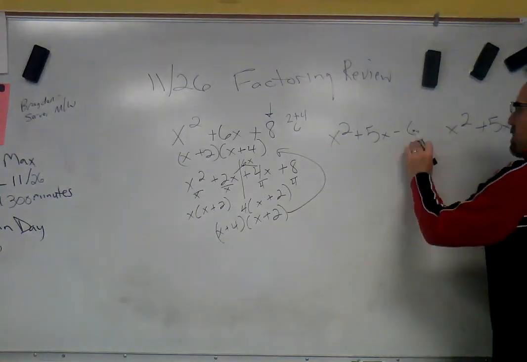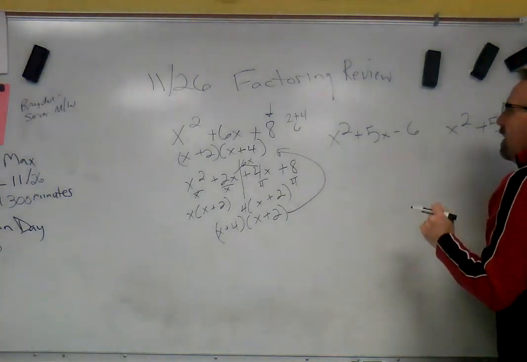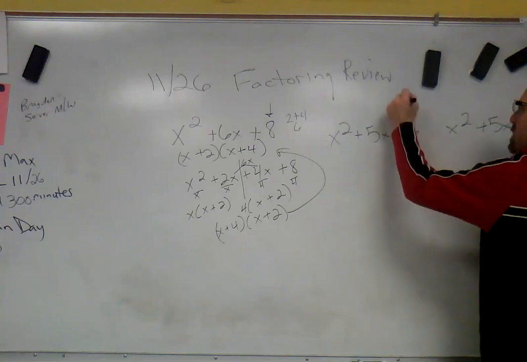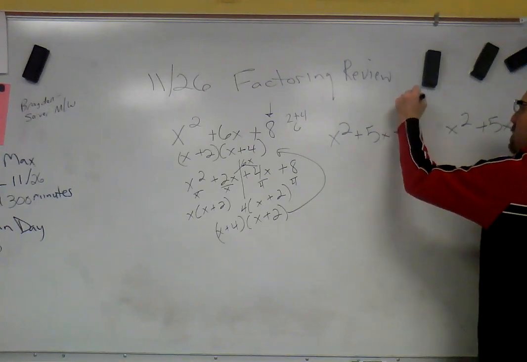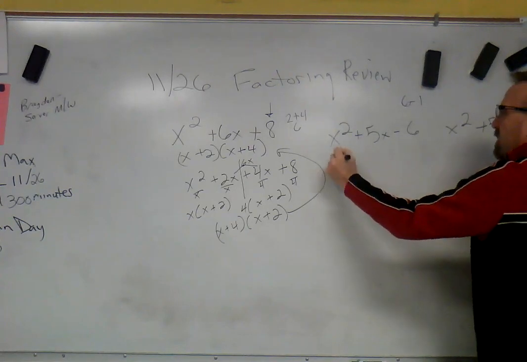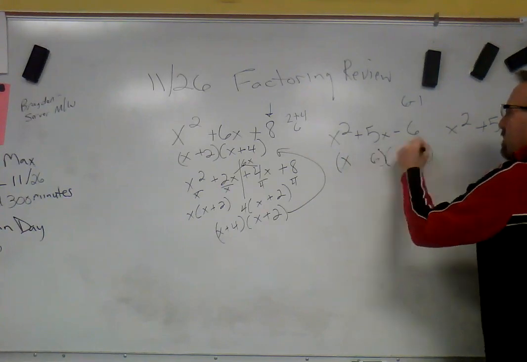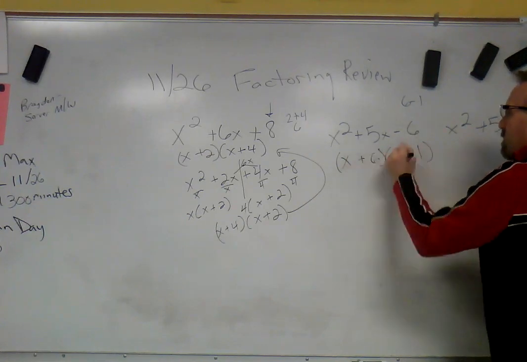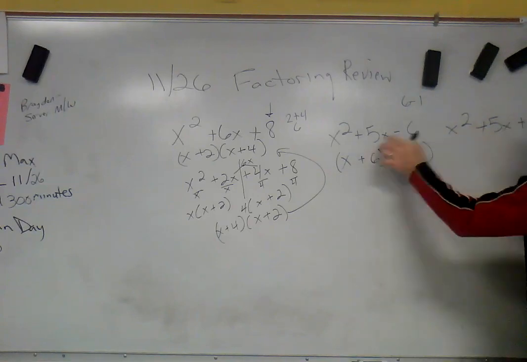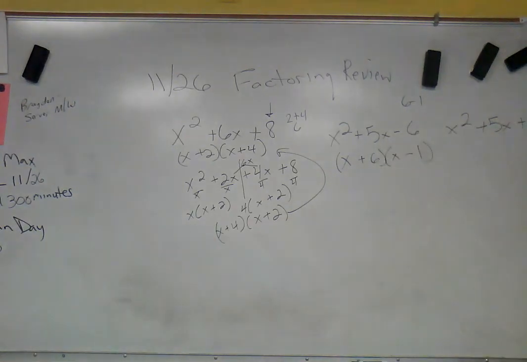Okay, this one, factors of 6 that subtract to be 5. 6 minus 1 is positive 5. So x, 6, 1, plus, minus. This one looks almost identical, doesn't it? The only difference is this sign right here.